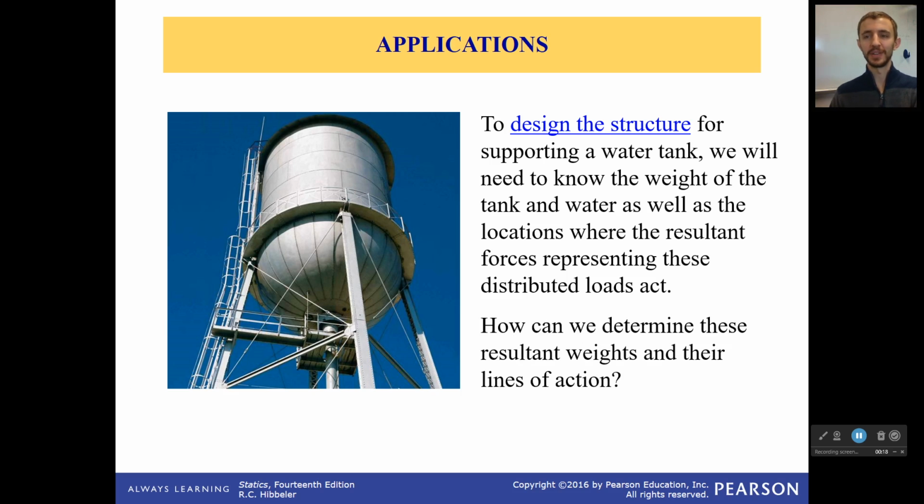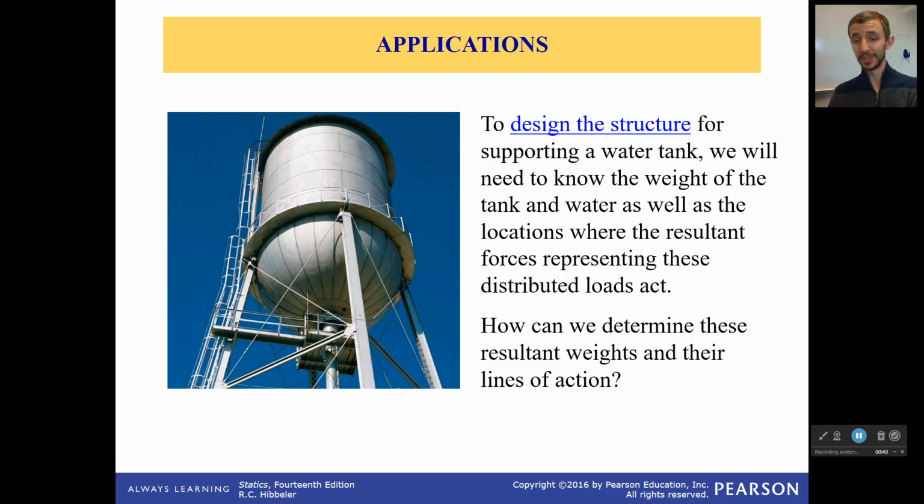So first off, if you got a big structure like this, and it's supporting a water tank, we're going to need to know the weight of the tank and the water. We also need to understand where that weight for the water and the tank act. It is technically distributed, but where can we summarize this as a single point force?